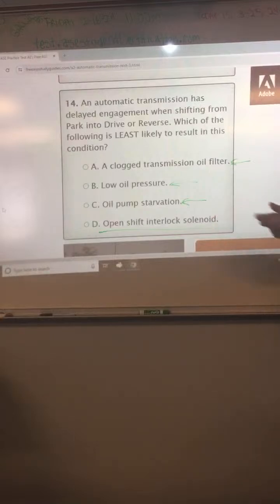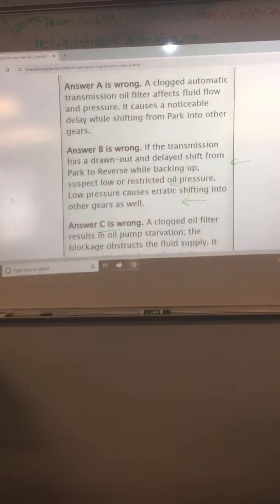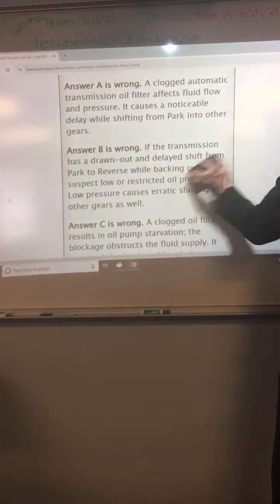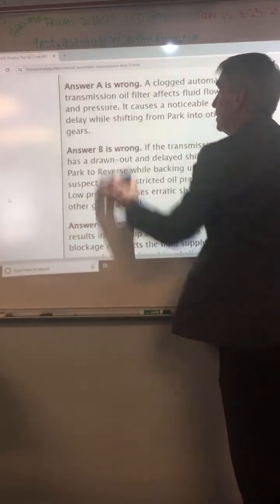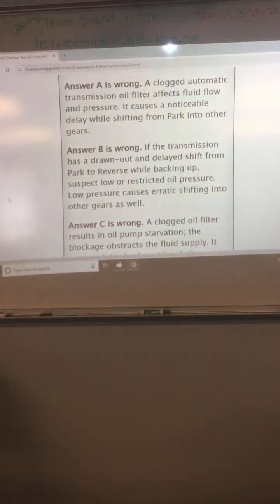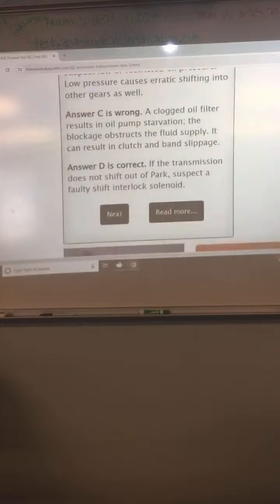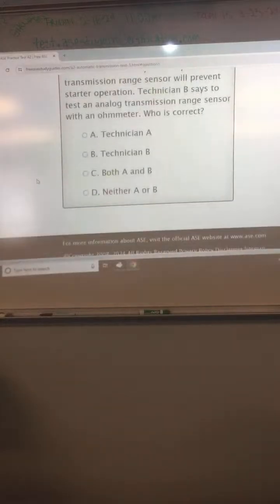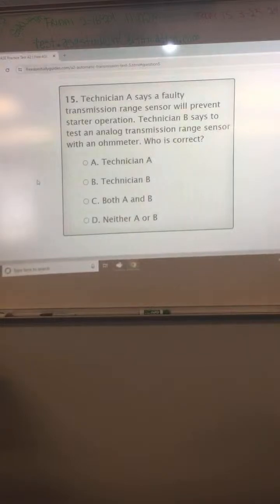Your shift interlock solenoid, that's the thing that goes click when you hit your brake pedal so you can get out of gear, right? Okay, now I know that. So if the shift interlock solenoid was open, you would never get it out of park. You didn't get it that time. But now you know, right? Yeah. Now we know. Shift interlock solenoid.